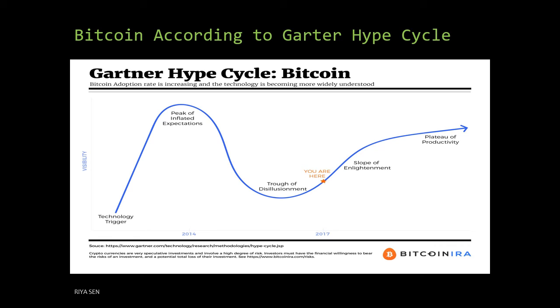So what is the slope of enlightenment? You see, more instances of how the technology can benefit the enterprise start to crystallize and become more widely understood. Second and third generation products appear from technology providers. More enterprises fund pilots, while conservative companies remain cautious.